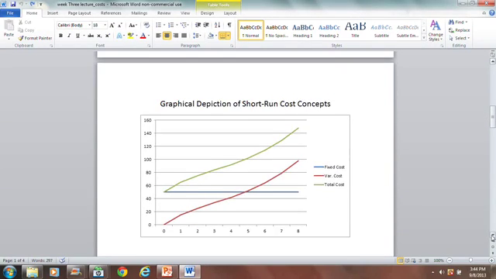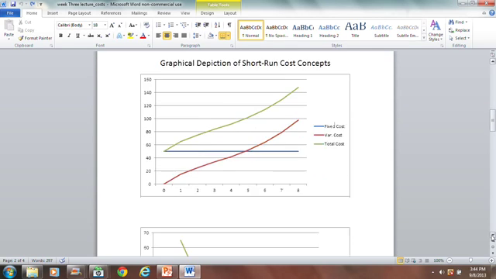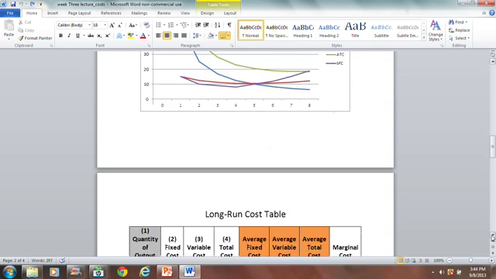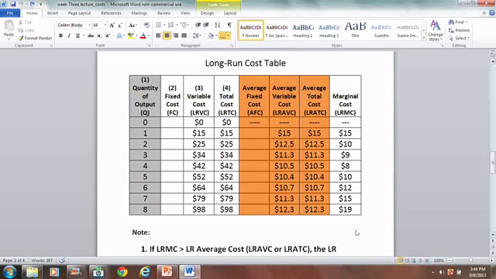So to illustrate long-run costs, I took that previous table and just removed any type of fixed cost. So there's no fixed cost, and I also removed any type of average fixed cost. So my total cost in the long run is all variable cost. My average total cost is all average variable cost. And so by stripping out the fixed costs, that allows me to evaluate cost behavior in the long run. Notice my marginal cost is still the same as in the short run. It's tracking changes in the variable cost.